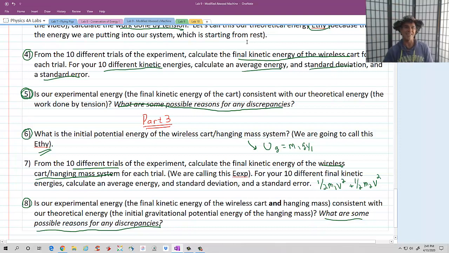The hanging mass decreases in gravitational potential energy, but the cart's moving, the hanging mass is moving. So how much potential energy the hanging mass loses should all turn into kinetic energy of the hanging mass and the wireless cart. Whew! Okay, that is the introduction and the informal lab guidelines.